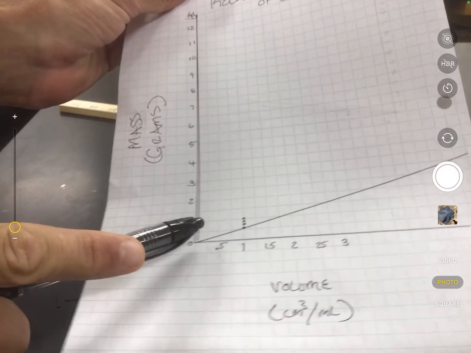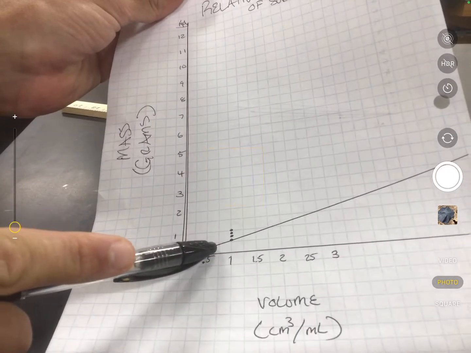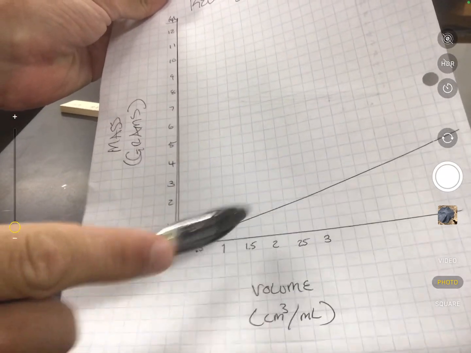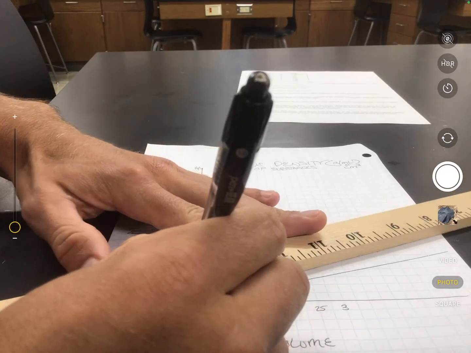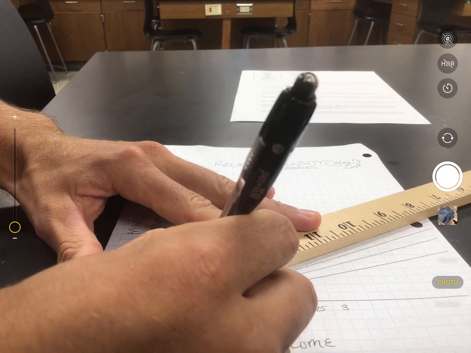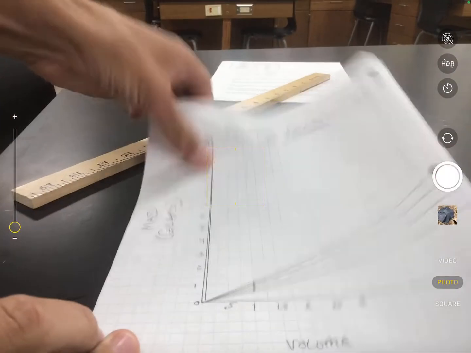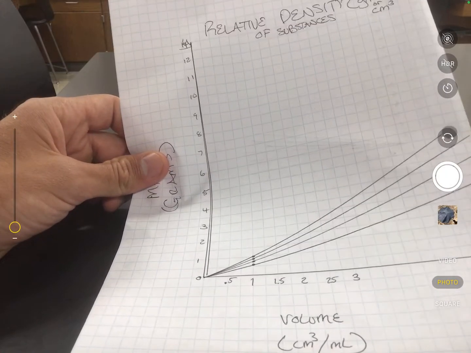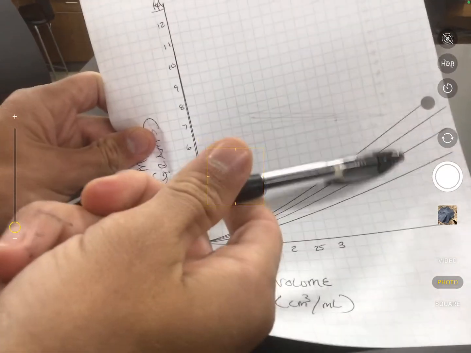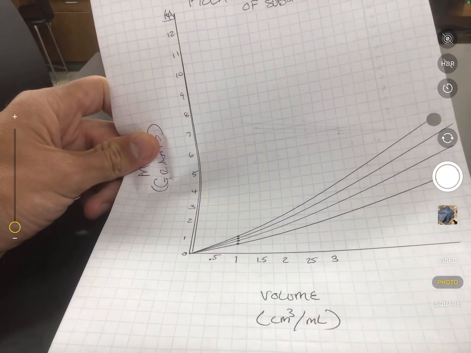A density curve is always going to increase, because the more volume you have, the more mass you're going to have per volume, and it's a steady line. Your density is not going to exponentially increase or curve as it goes farther to the right, because your substance identity, like oak wood, does not change to gasoline. It stays as oak wood. So that means it's going to maintain the same steady slope for its density line.